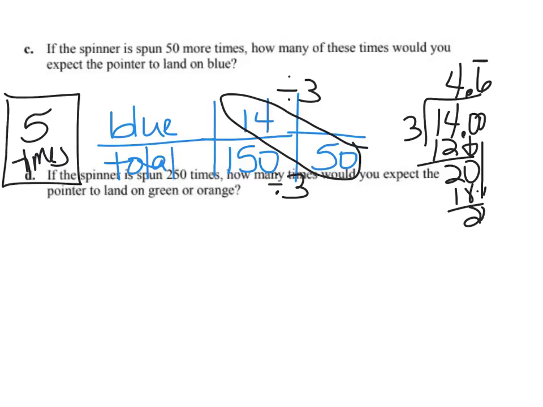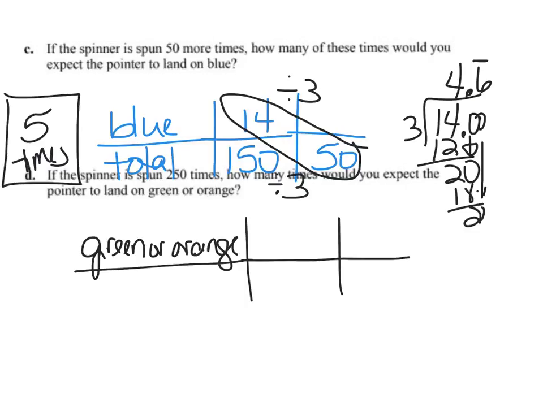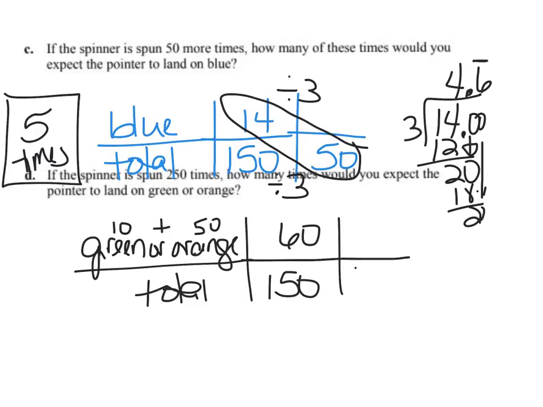Okay, now let's go ahead and look at letter D. Letter D says, if the spinner spun 250 times, how many times would you expect this pointer to land on green or orange? So now we're doing the probability of green or orange. And remember, we have to add those two parts in order for us to know this. So I know that the total was still 150. So how many are green? Green, there's 10, right? Orange, there's 50. So if I add those up, that's going to be 60. So 60 out of 150 landed on green or orange. But now they're asking for 250.